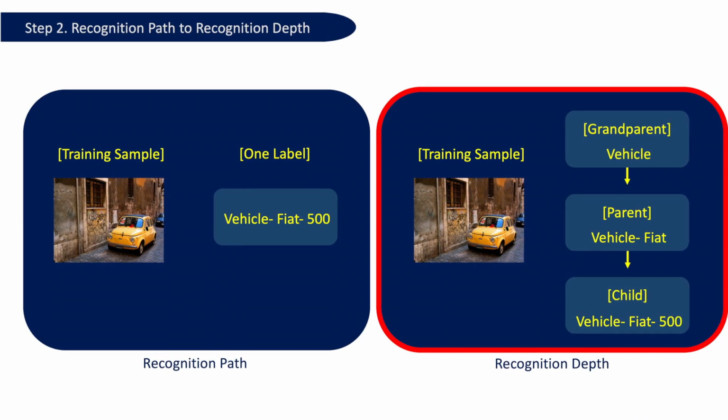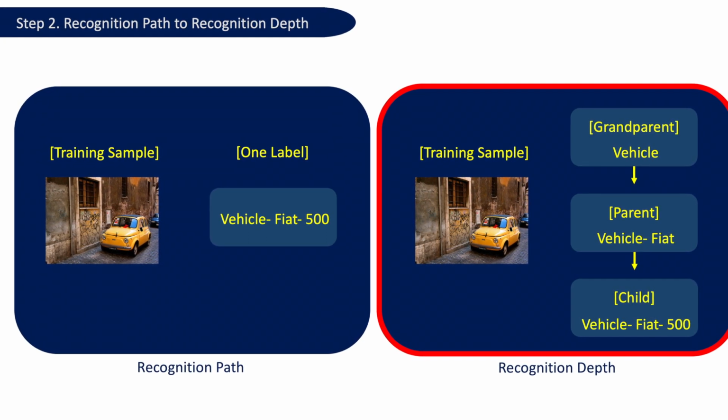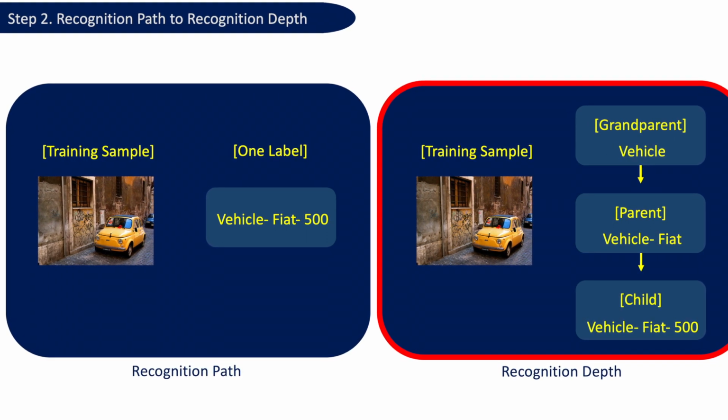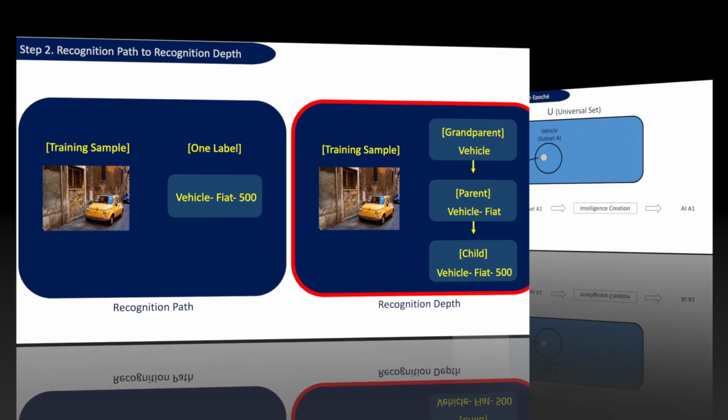Higher-level labels encompass lower-level labels, resulting in broader recognition scopes and mapping more samples. Thus, the gradual recognition from grandparent to parent and child levels, as depicted in the figure, is vital.